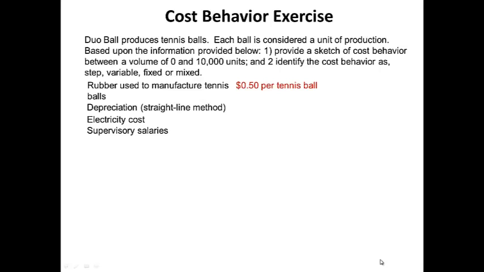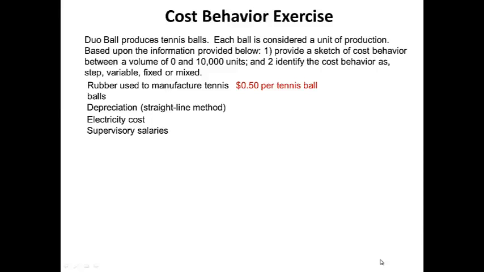In our class for Chapter 2, the last slide we discussed was classification of fixed costs, where we classified fixed cost into what we consider committed fixed cost and discretionary fixed cost. Now that we've been exposed to the different types of cost, let's go through a cost behavior exercise.